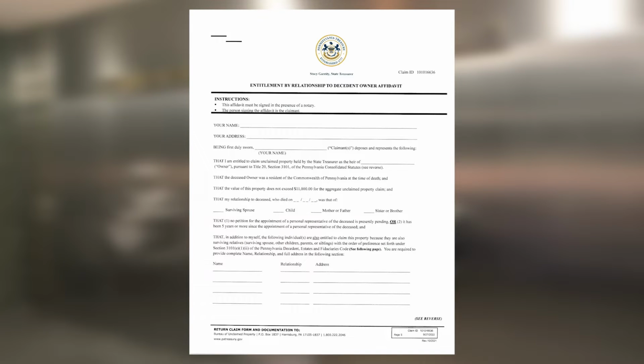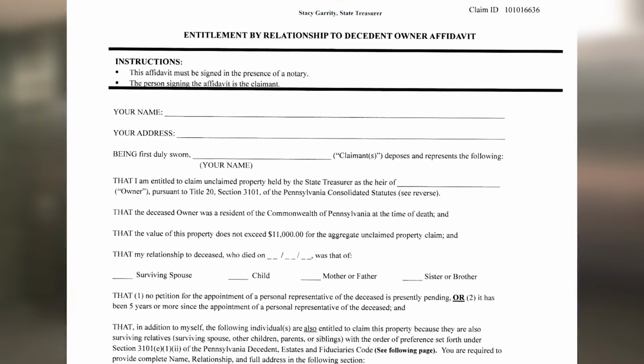In this video, I'll cover the process of completing an entitlement to decedent owner affidavit. This document is commonly called a relationship affidavit, since the document may only be used by close family members to claim unclaimed property. Under Pennsylvania law, a close family member is defined as a surviving spouse, child, mother or father, or sister or brother of the deceased owner.